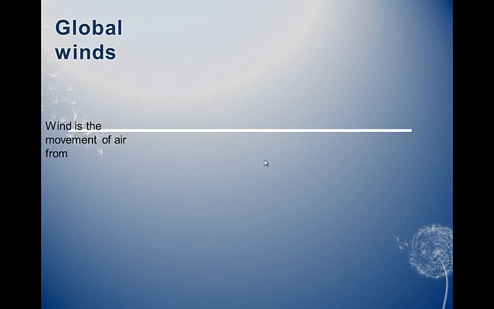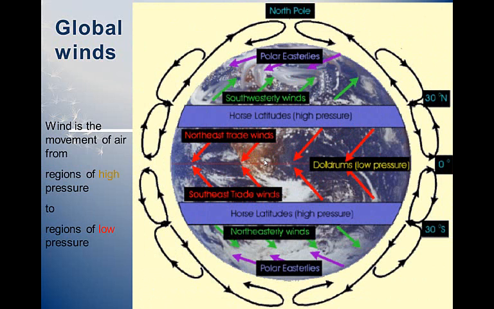So your global winds, this is wind in movement of air from regions of high pressure to regions of low pressure. And you may want to draw this. You don't have to obviously draw the continents around it, but you need to know where they're at. So in the doldrums, which is around the equator, these are areas of low pressure, and this never really changes because the equator receives the most direct sunlight all year long. It is always low pressure.